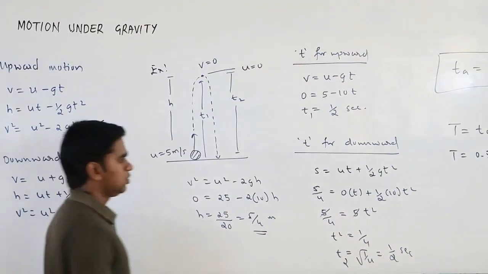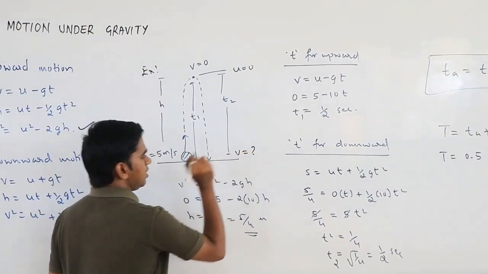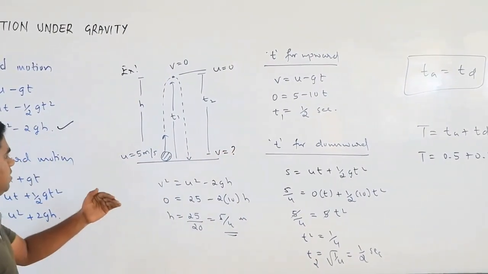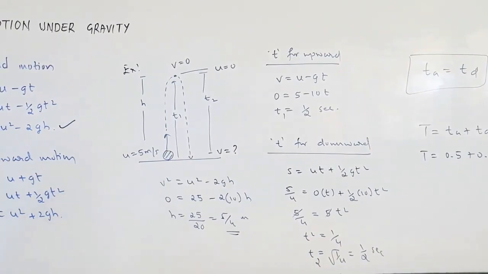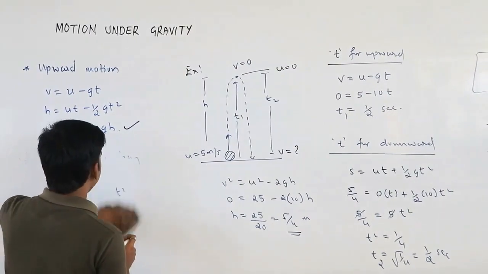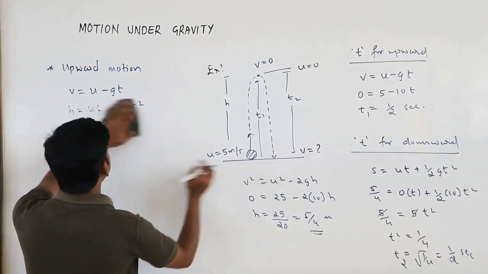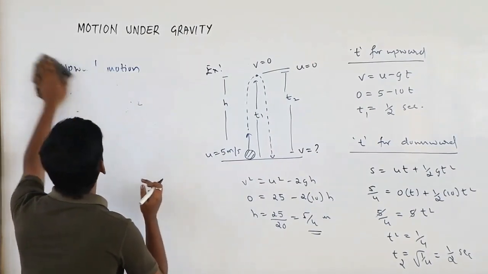Okay. So we'll conclude one more thing here. What is the velocity here? Means the velocity at the initial position when it goes and comes back. What will be the velocity at that point? Means the final point, but it is the same as the initial point from where it has started.